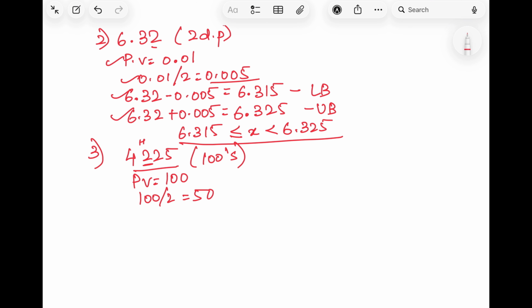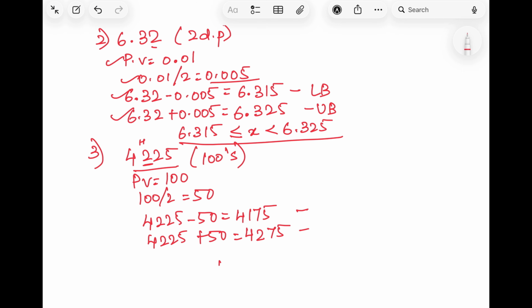So what do we get? 50. Now the third step, we will subtract 50 from the given number. 4225 minus 50. So what do I get? 4175. And the final step, 4225 plus 50, if I do, I get 4275. So this is my lower bound and this is my upper bound. How do I write it? 4175 less than or equal to x less than 4275.